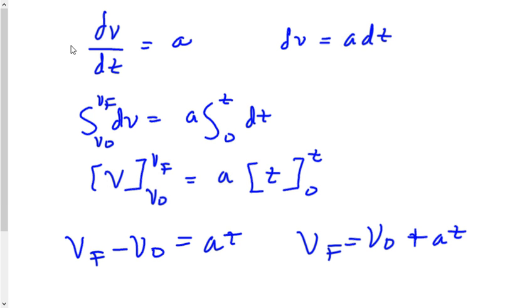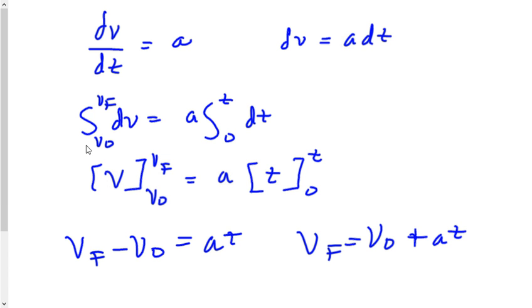So we know that acceleration a is a differential, dv/dt. Now if we separate the variables, dv is equal to acceleration times dt. So we can perform a definite integral. We can integrate the left side with respect to velocity and the right side with respect to time.